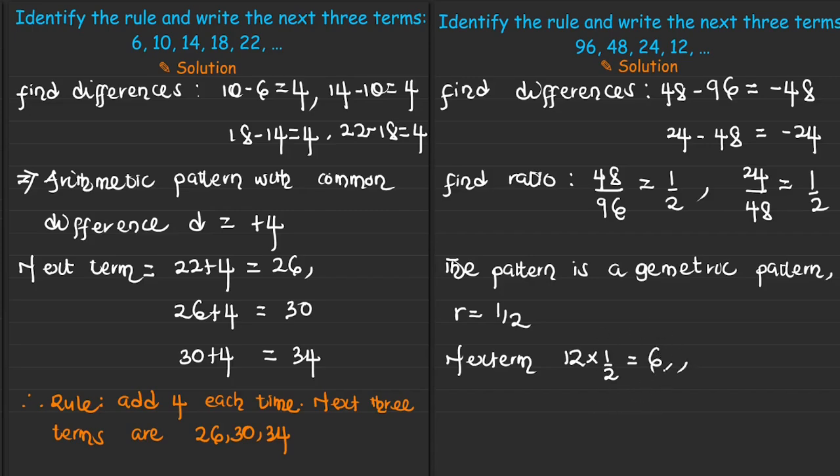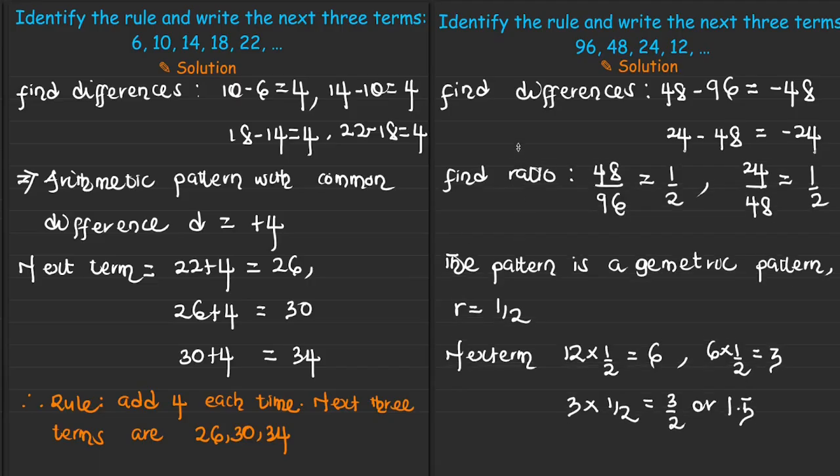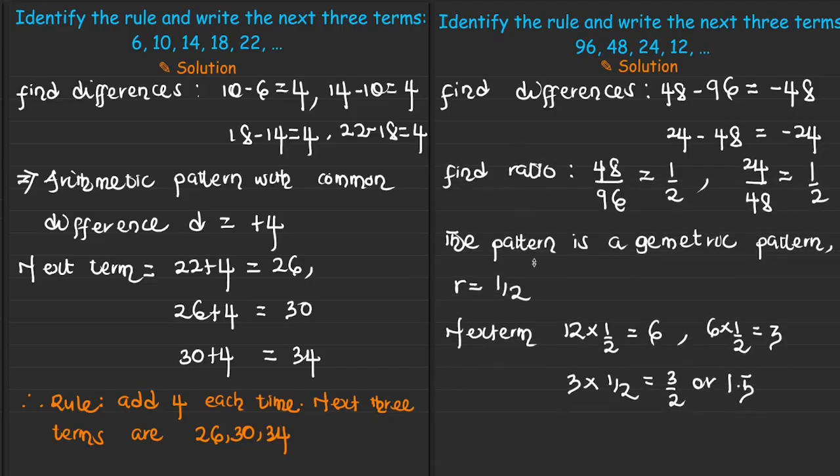Then the next term after 6 is going to be 6 times 1 over 2, which gives us 3. Then the next term after this is going to be 3 times 1 over 2, which would give us 3 over 2, or 1.5. And this is enough. So with that, let's write our conclusion.